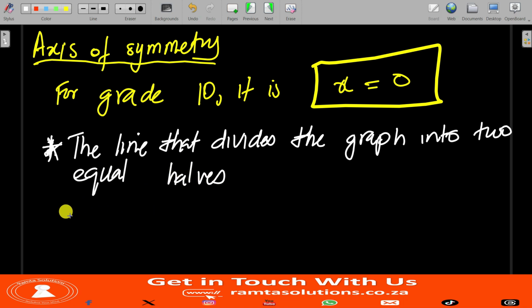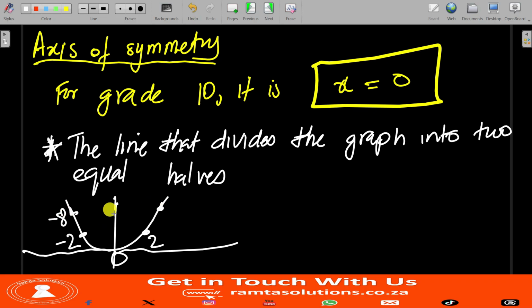If you look at it here, if your axis of symmetry is 0, and this point here is minus 2, this point here must be positive 2. If this point is minus 8, remember from the x-axis, this one here must be positive 8, for as long as they are on the same horizontal line. From x equals 0 to the left it's 8 units, so to the right it must also be 8 units. In the same way, from x equals 0 to the left here it's 2 units, so it must also be 2 units to the right.